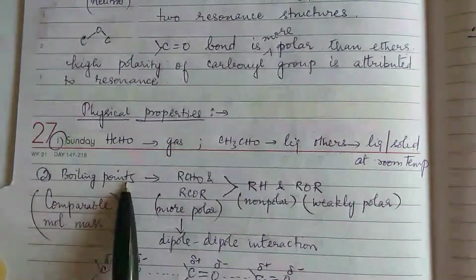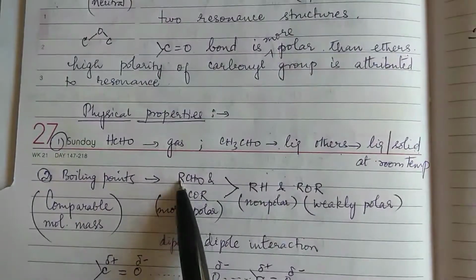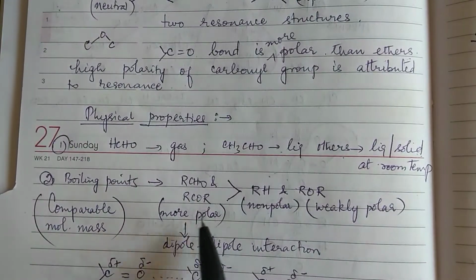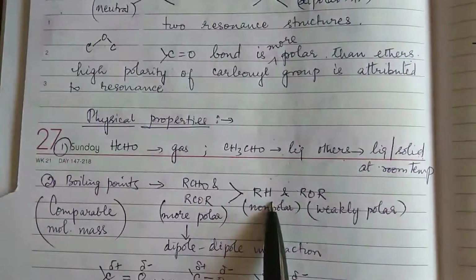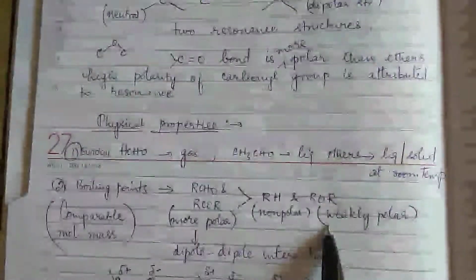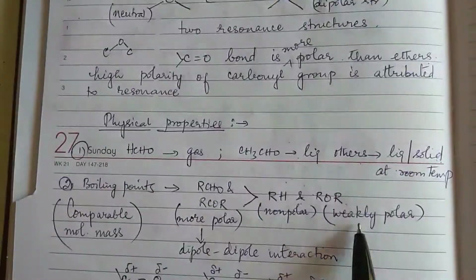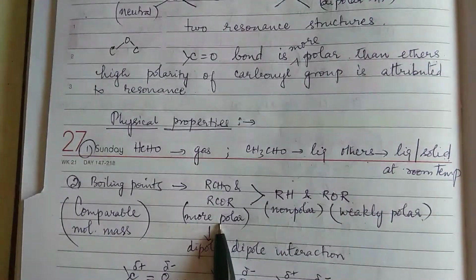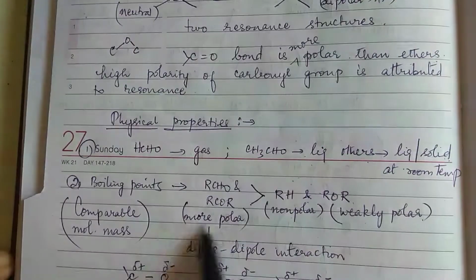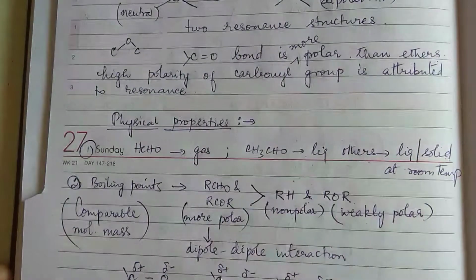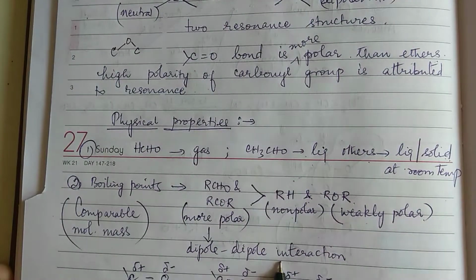Now the second point is about boiling point. Aldehydes and ketones, as we just saw, are more polar. They are much more polar than alkanes. RH is an alkane, and an alkane is totally non-polar. And ether is weakly polar to some extent. As the polarity increases, the boiling point also increases, because more polar means what? Dipole interaction is there. When interactive forces are present in a substance, the boiling point is higher.